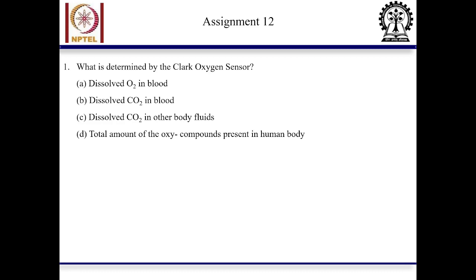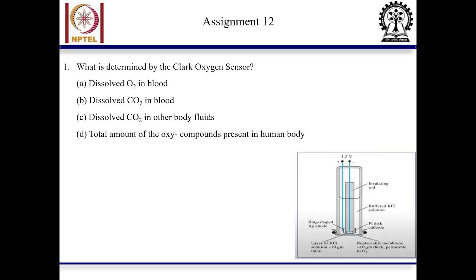Okay, so let me tell you what the Clark oxygen sensor determines. Basically, the answer is dissolved O2 in blood. Now the question is how, and what are the key things about this. So first of all, what is the Clark oxygen sensor? Basically, it's a silver and platinum electrode.